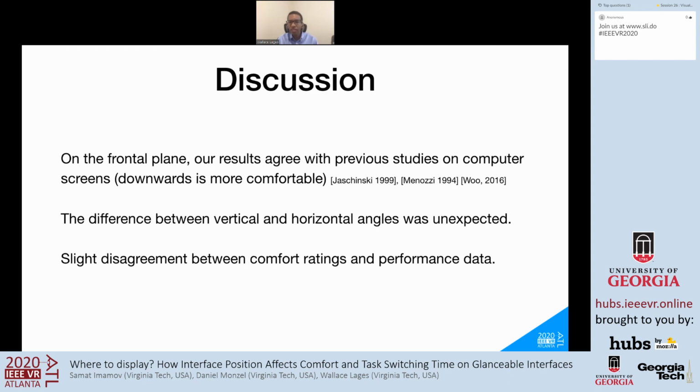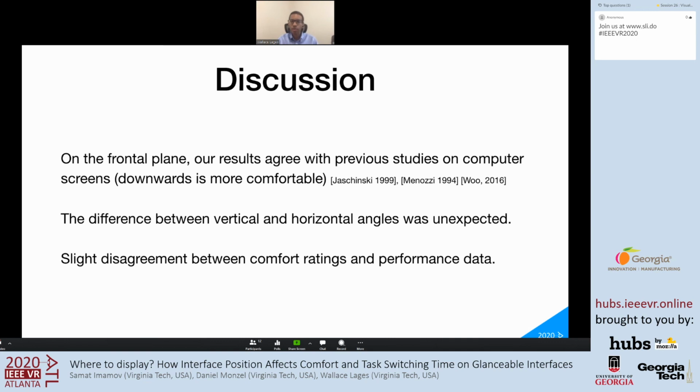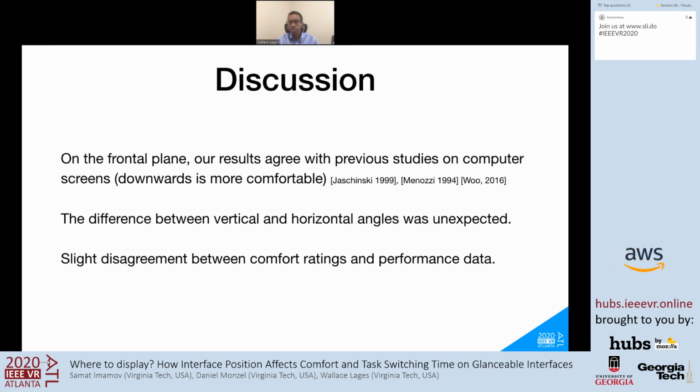So we suspected that the HMD weight may have modified the center of gravity in a way that affected the lateral movements more than the vertical ones. And finally, we also saw a slight disagreement between the participant comfort rating and their performance data. Participants preferred screens at eye level at 2 meters distance, but were faster with screens in lower positions at 3 meters distance. So it would be interesting to see how this preference changed in a longer study.